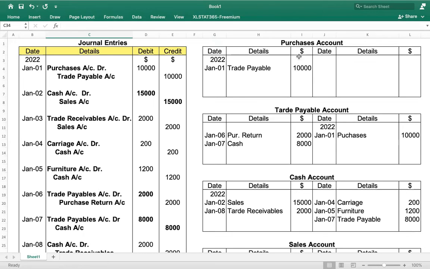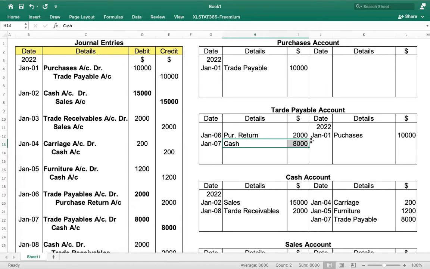A ledger account will give you collective information about that particular account. Through the ledger also you can find out. See trade payable here. You bought the goods, and here you returned the goods and you paid the money also. Got it?